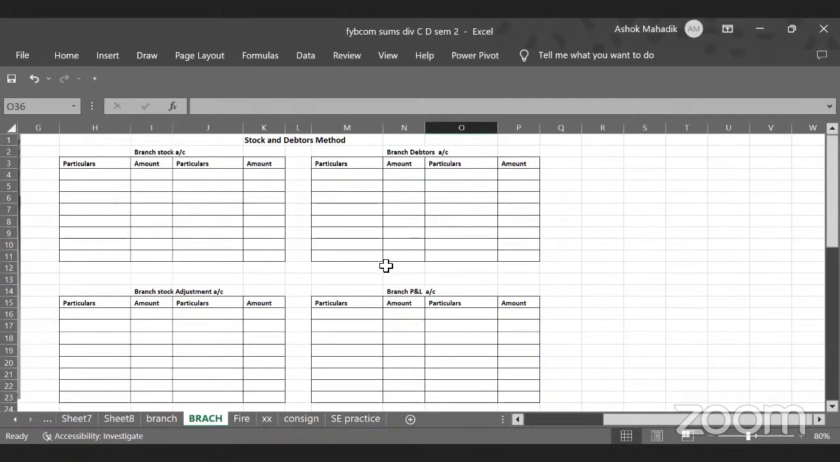I'll take a 15 minute break. So I'll start the lecture again at 12:30. But before that, draw this format. 10 lines will be sufficient for each of these 4.